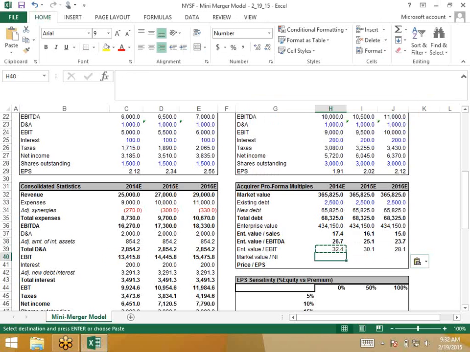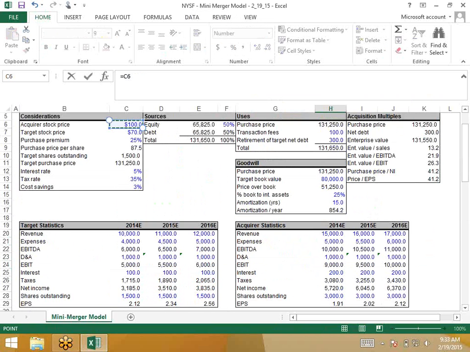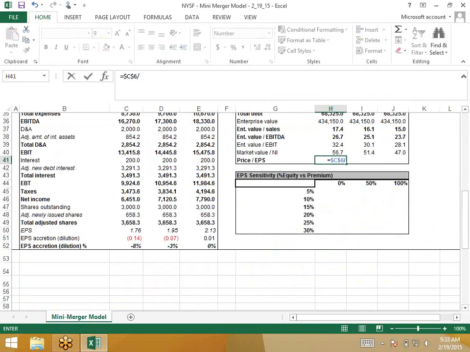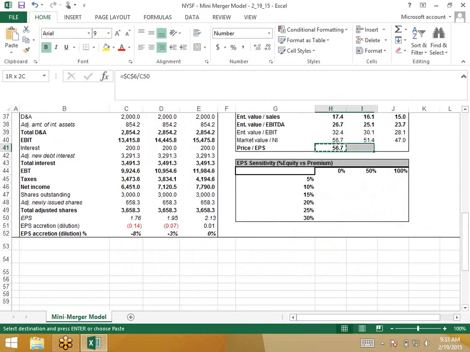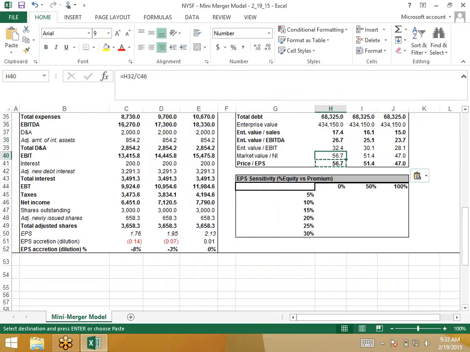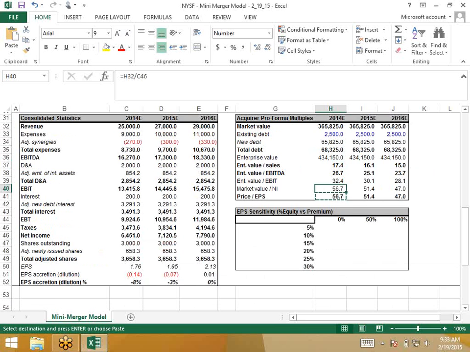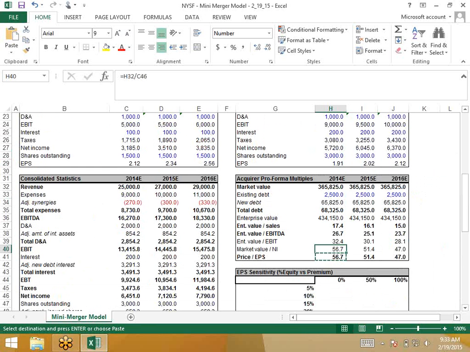Market value to net income is the market value from above divided by net income. And price per EPS is the price per share. So we're assuming that the price per share is 100, so we're going to go up to 100 and anchor that, divided by the earnings per share. And that should be equal to the market value to net income. It's basically the same metric, right? The market value divided by the number of shares outstanding is the price, and the net income divided by the number of shares outstanding is the EPS. It is the same metric. So let me save this and just make sure you can match these numbers.